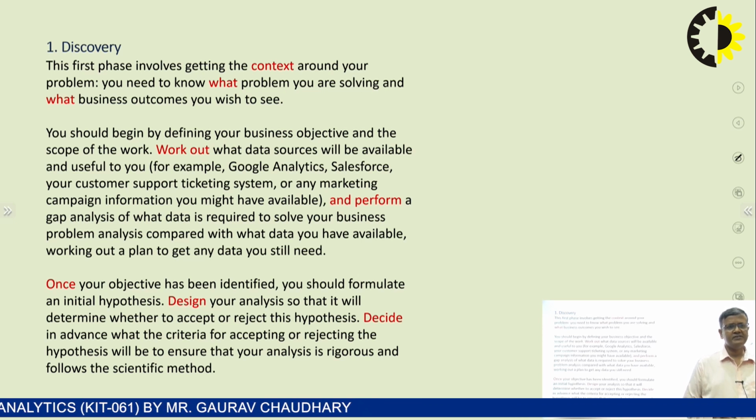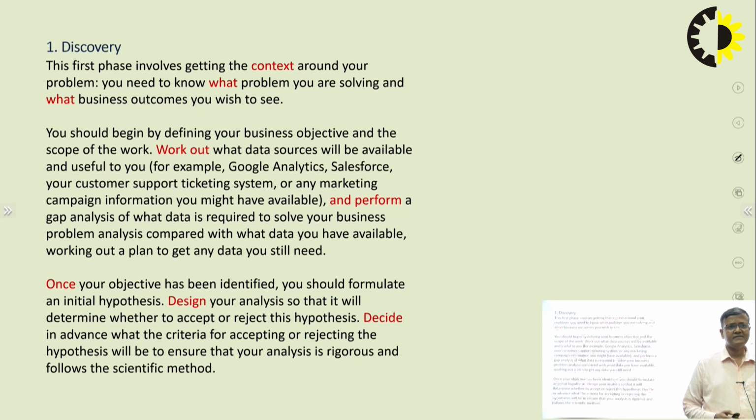So then you design your analysis so that it will determine whether to accept or reject this hypothesis. You have to design your analysis. This is the design phase only. You have to design the analysis that will determine whether your output, what you are going to achieve, will be accepted or rejected based on some criteria. So decide in advance what the criteria for accepting or rejecting the hypothesis will be, to ensure that your analysis is rigorous and follows the scientific method.